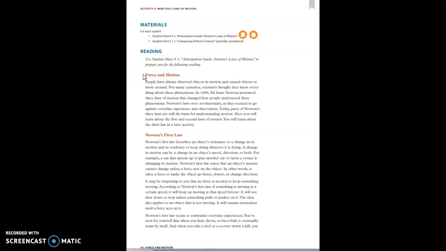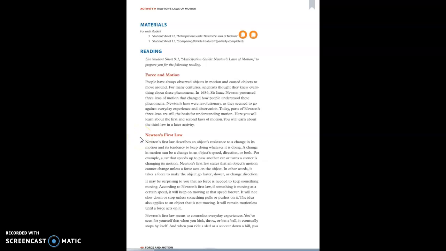Force and motion. People have always observed objects in motion and caused objects to move around. For many centuries, scientists thought they knew everything about these phenomena. In 1686, Sir Isaac Newton presented 3 laws of motion that changed how people understood these phenomena. Newton's laws were revolutionary, as they seemed to go against everyday experience and observation. Today, parts of Newton's 3 laws are still the basis for understanding motion. Here you will learn about the first and second laws of motion. You will learn about the third law in a later activity.